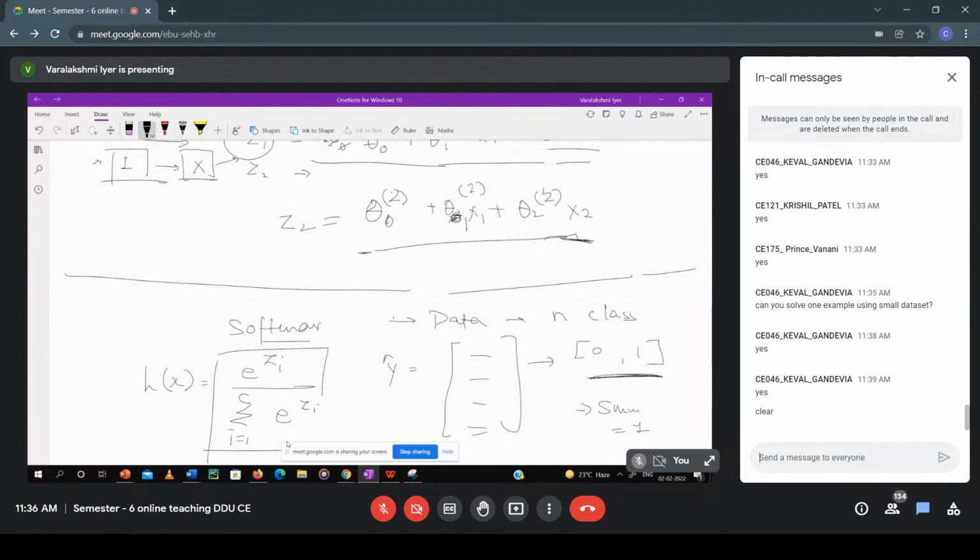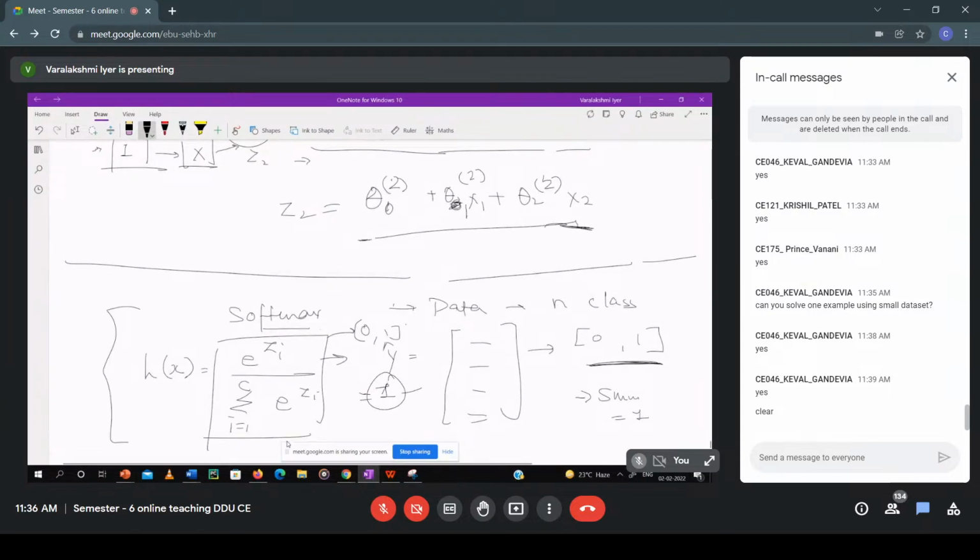That is, you are trying to normalize the value. That is what is happening. That's why the value will be between 0 and 1, and the summation of all the values will be equal to 1. Yes or no? So this is clear. I hope that this is clear.